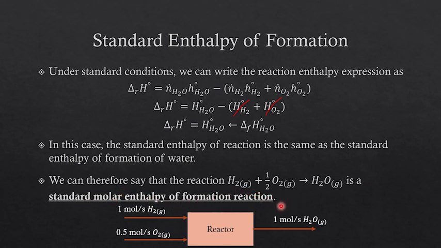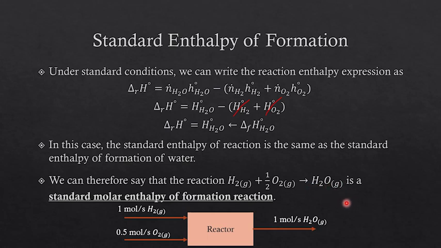What makes a reaction a standard molar enthalpy of formation reaction? We have three criteria. The first and the most important criteria is all of your reactants must be elements at their standard state. If you take a look at hydrogen gas, this is at its standard state. It is diatomic and it is gaseous. For oxygen, that's the same. It is diatomic and it is gaseous. That's the first criteria. The second criteria is you should only have one product, and our product is water gaseous.